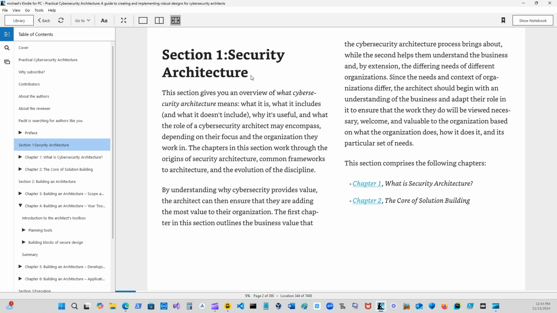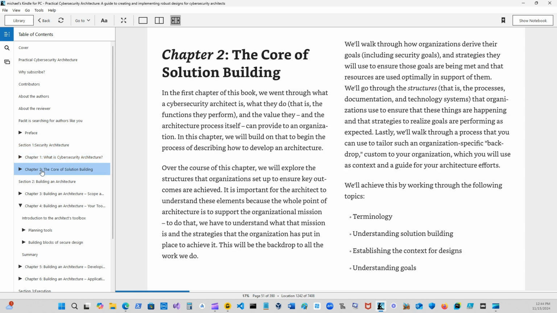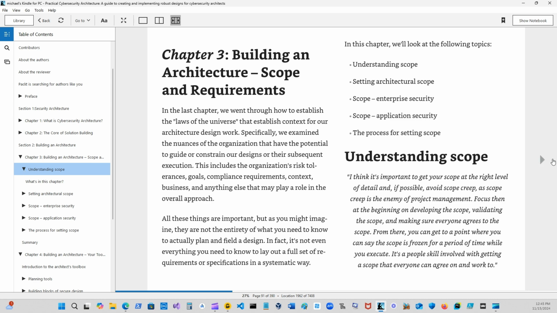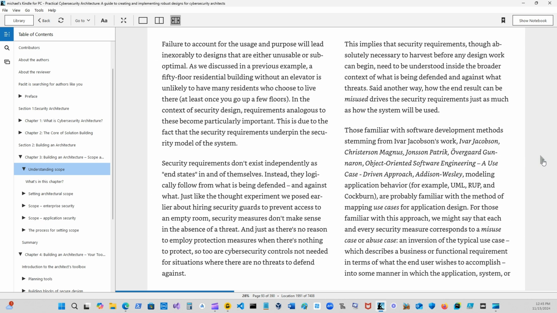We're just going to run through these chapters. Security architecture gives you an overview of what security architecture is: core solution building, and architecture scope and requirements. This is where I say it starts with the scope, right? And this is what's so cool about this. If you read this, it's going to give you a step-by-step guide on how to get the scope of an architecture before you start working on it. The importance of this is that if you don't have a scope, you don't know what direction or what vision you can have, right?